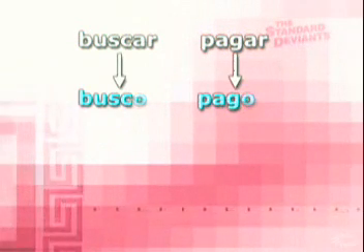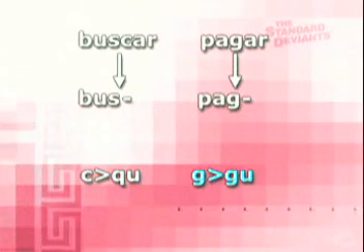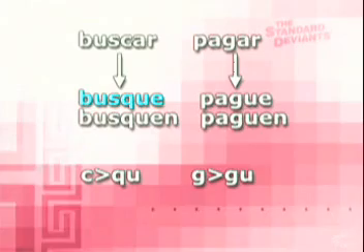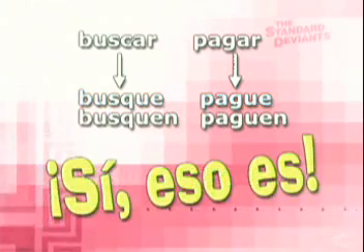Check out the verbs buscar and pagar. We can put them in their yo form, no problem. Busco and pago. But if we try to add an E or EN, the sounds of the C and G will change. Buse? Paje? No, no, no. So in these cases, we make spelling changes to keep the sounds of the letters the same. We change the C into QU and the G into GU. Busque. Pague. Sí, eso es.